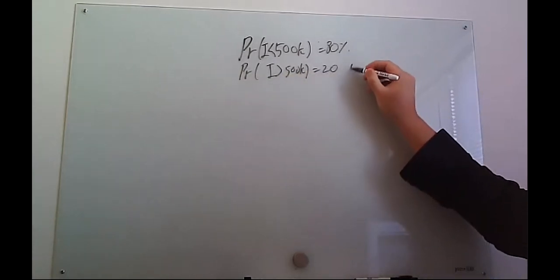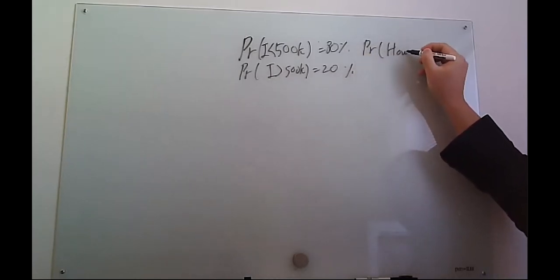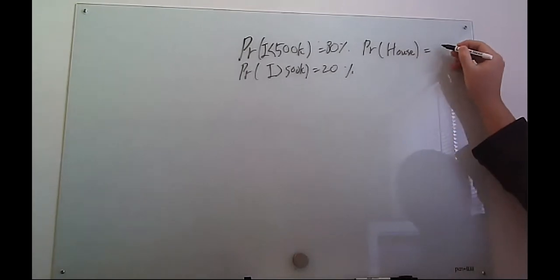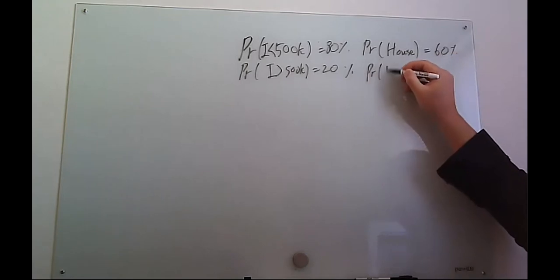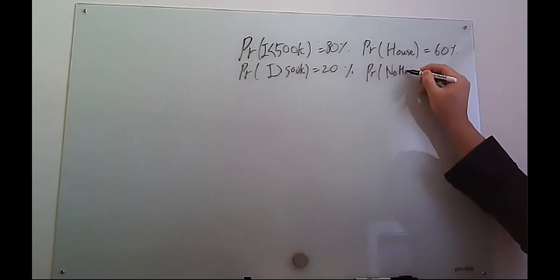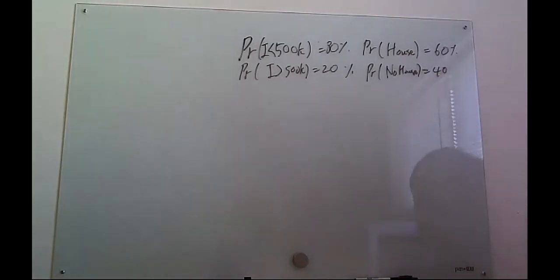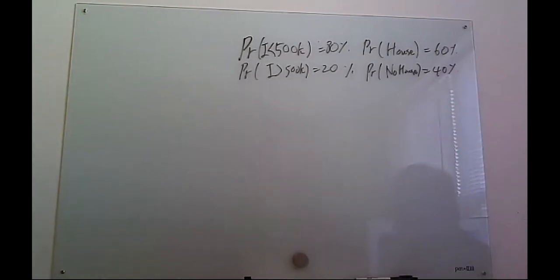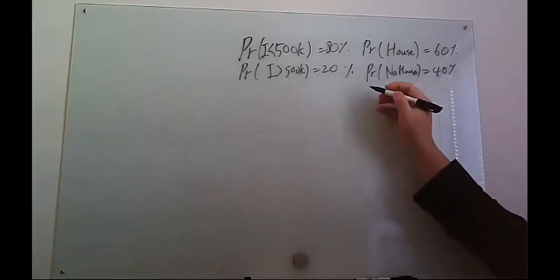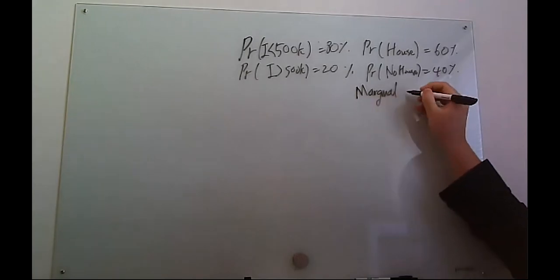Another piece of information was that the probability of owning a house would be 60%, and the probability of no house would be 40%. I'm gonna talk about this later, but you are getting this information from here, right? This is marginal probability. So these are marginal probabilities.